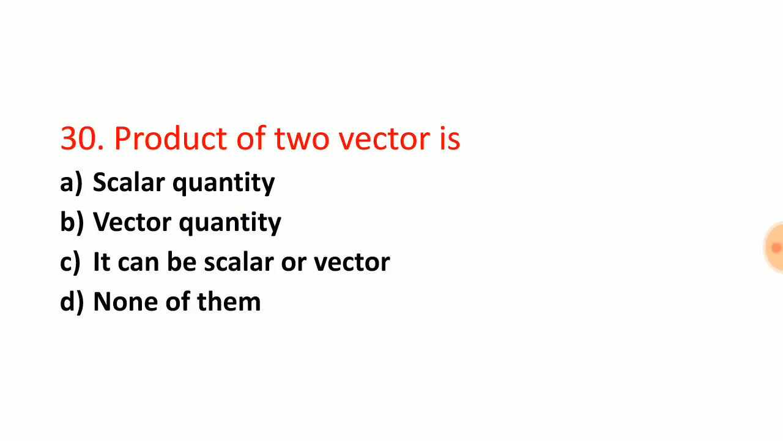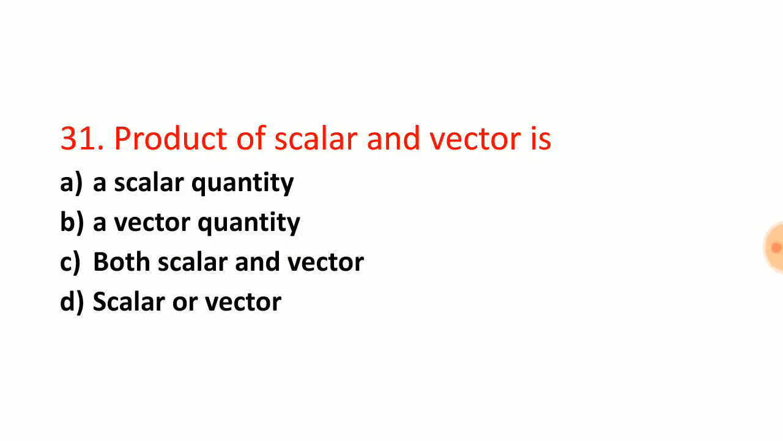Question number 30. Product of two vectors is a scalar quantity, vector quantity, it can be scalar or vector, or none of them. The right answer is option choice C. Product of two vectors can be scalar and can be vector, because if we take the dot product of two vectors, then the resulting quantity is scalar. If we take the cross product of two vectors, then the resulting quantity is vector. We can only take dot and cross product of vectors, but dot product results in scalar quantity and cross product results in vector quantity.